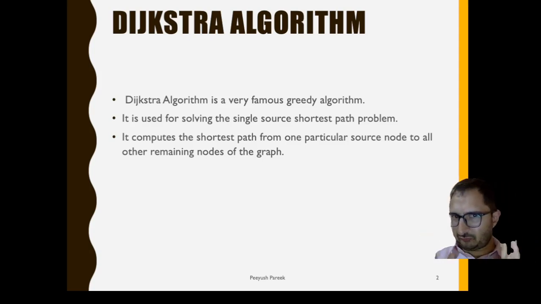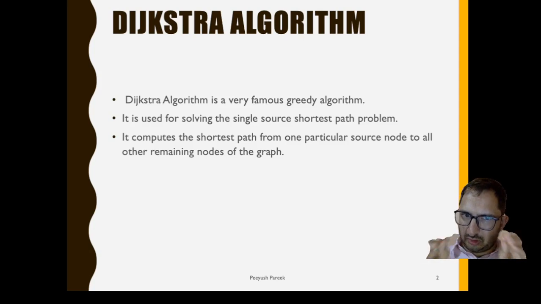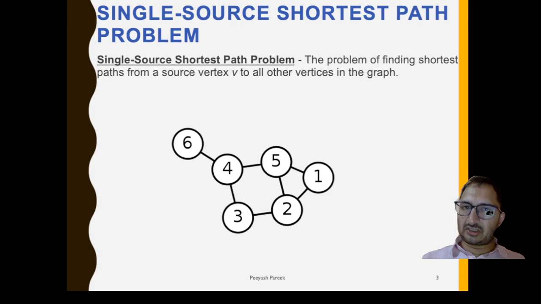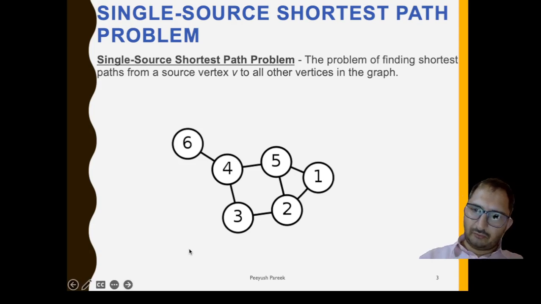It computes the shortest path from one particular source node to all the remaining nodes of the graph. It will also be using the graph as a data structure to store. What is a single source shortest path? It is finding the shortest path from the vertex V to all the vertices in the graph. See, in this example, we have the source as 1, and we have to reach this destination 6.